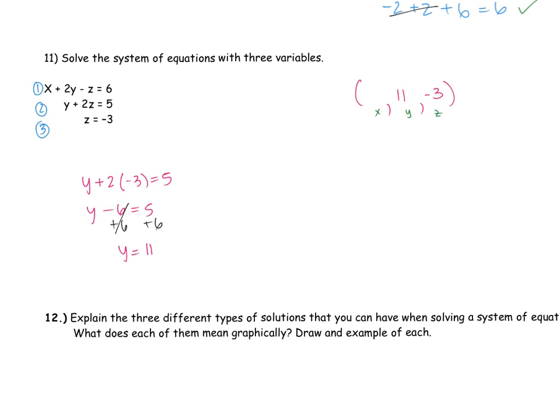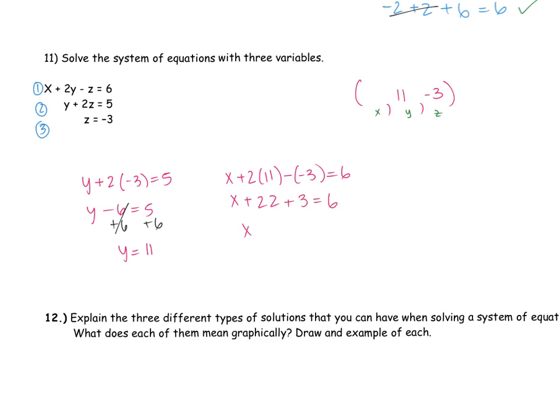Now, if I want to figure out my x, I can go back to the first equation, plug in my y, plug in my z, and then all I'm left to solve for is my x. So we have x plus 2 times y, which is 11, minus z, which is negative 3. And let's see if we can get our x by itself. So we bring down x. 2 times 11 is 22. 2 negatives make a positive, so I'm going to make that a positive 3.